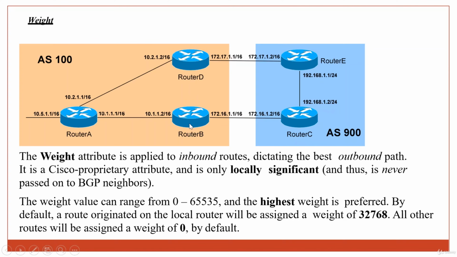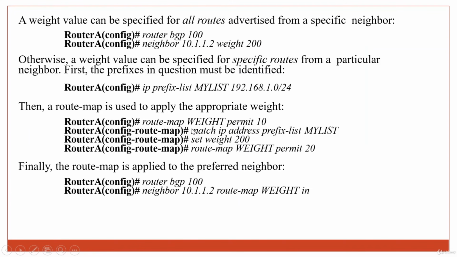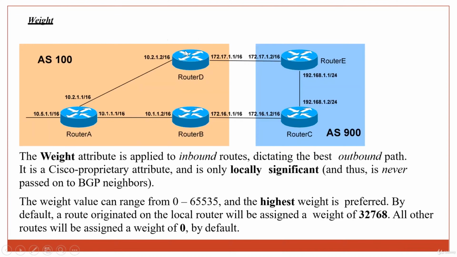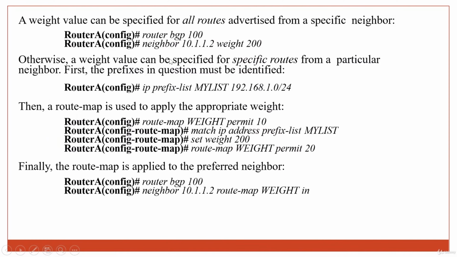Now what I want is that the route should be preferred via router B. In that case, what we can do is go to router A, give the neighbor and then the weight command. That's one way. The other, nicer way is to use the route map.